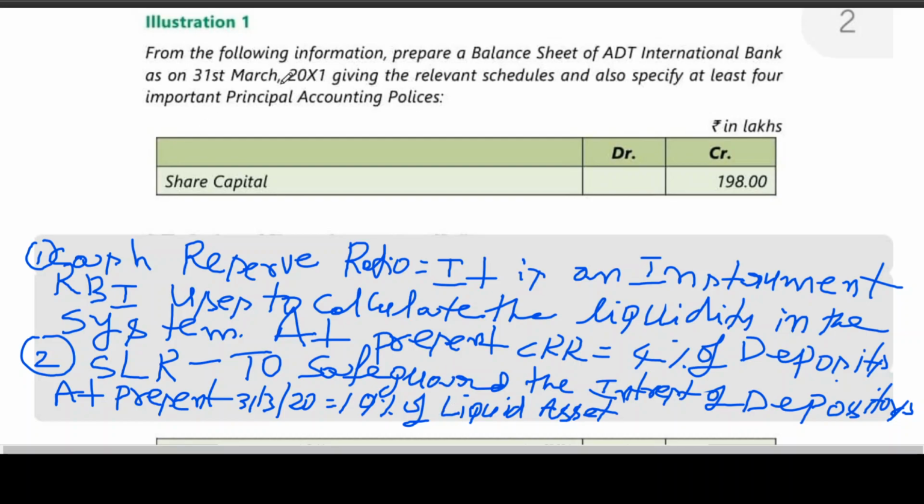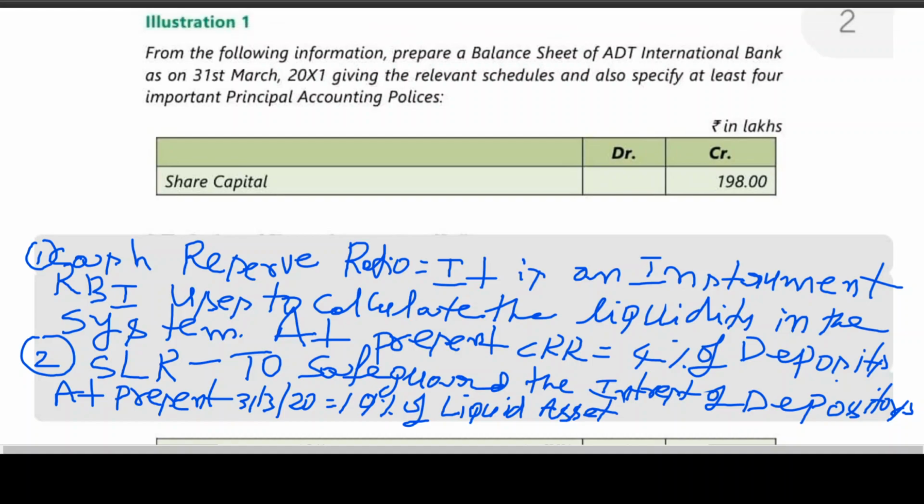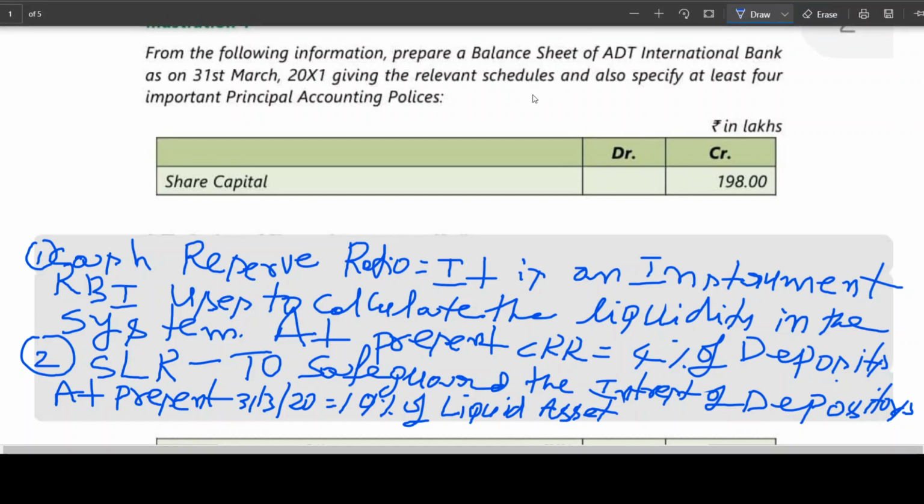From the following information, prepare a balance sheet of ADD International Bank as on 31st March 2011, giving the relevant schedules and also specify at least four important accounting policies. Let me tell you, my dear friends, we don't have these accounting policies in the material. Four important ones have been given.